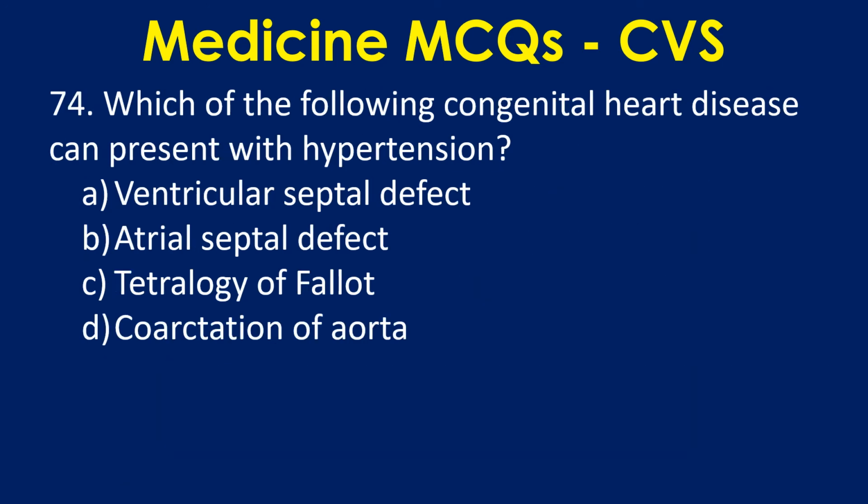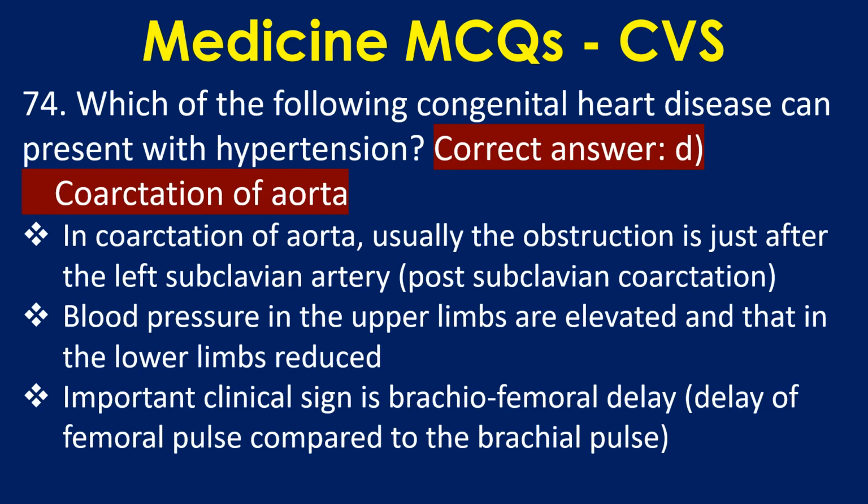Which of the following congenital heart diseases can present with hypertension? A. Ventricular septal defect, B. Atrial septal defect, C. Tetralogy of Fallot, D. Coarctation of aorta. Correct answer D. Coarctation of aorta. In coarctation of aorta, usually the obstruction is just after the left subclavian artery. Post-subclavian coarctation: blood pressure in the upper limbs is elevated and that in the lower limbs reduced. Important clinical sign is brachiofemoral delay, delay of femoral pulse compared to the brachial pulse.